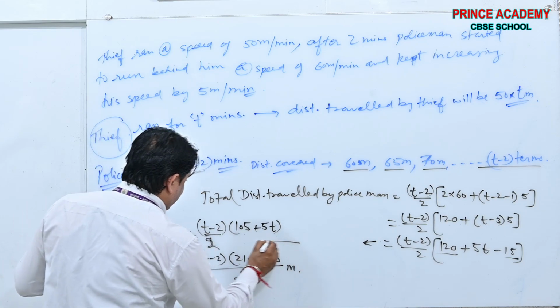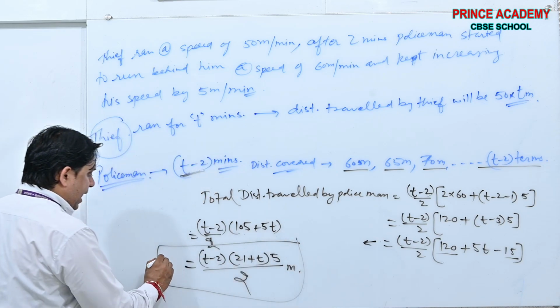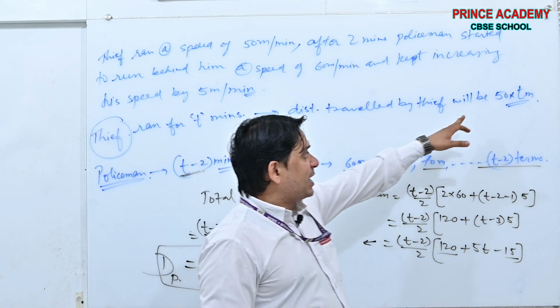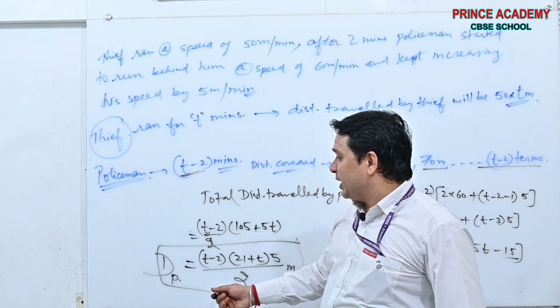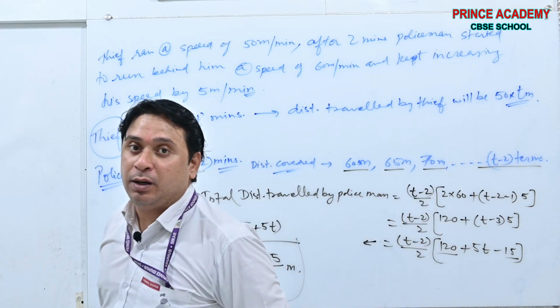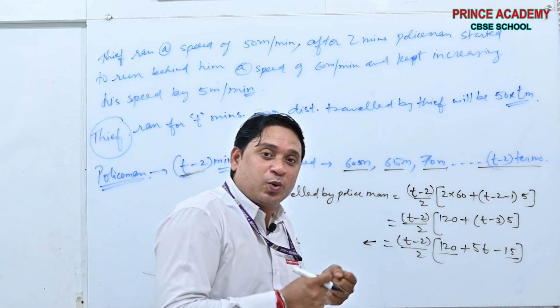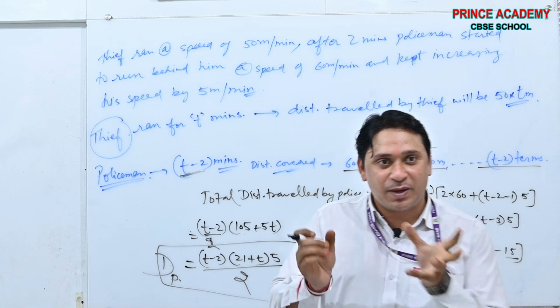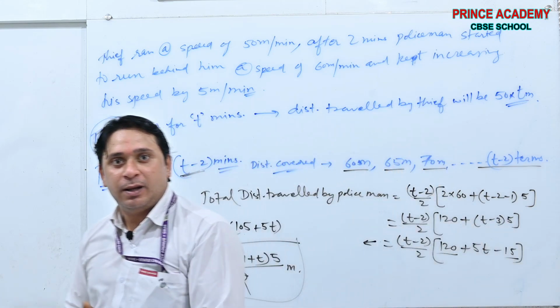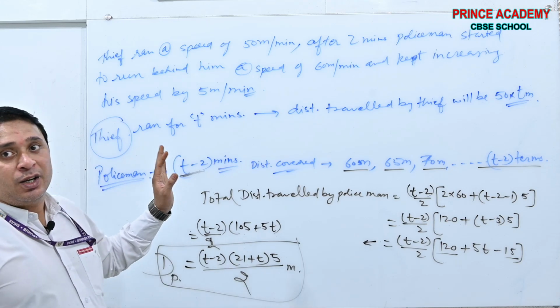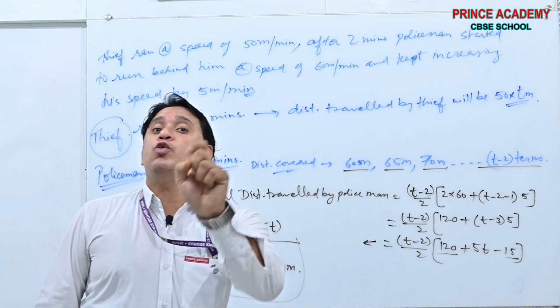So much distance is run by the policeman. This is the distance of the policeman. Distance of the thief is this much, distance of the policeman is this much. Both are equal. Yes or no? As much as the thief ran, the police has run the same, right? Both started running from the same point. Done. See beta, the policeman ran for T minus 2 minutes.